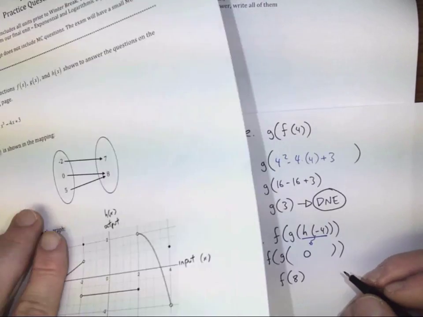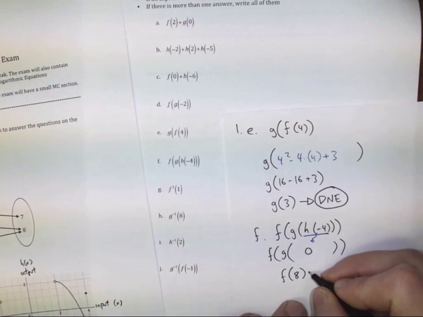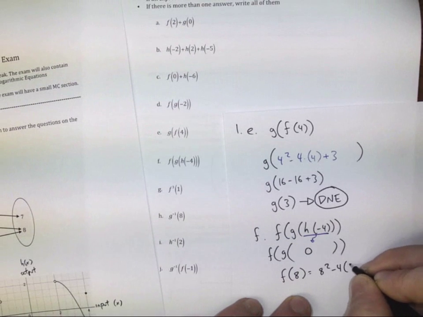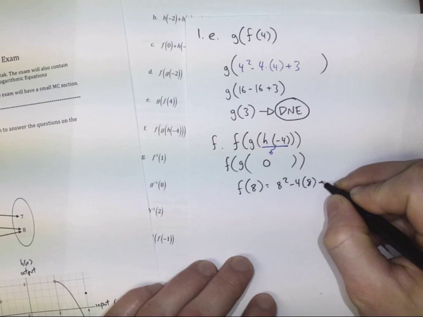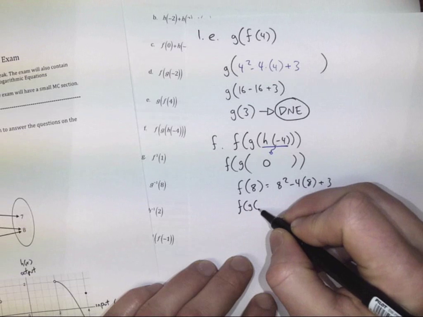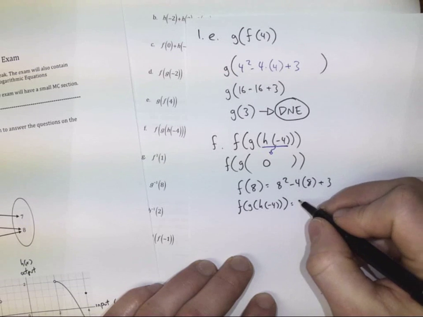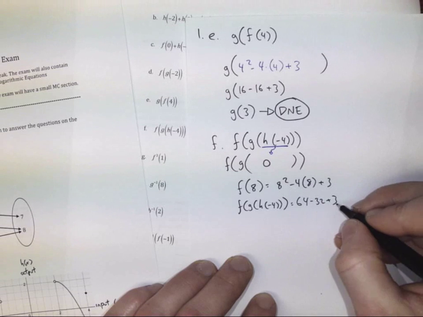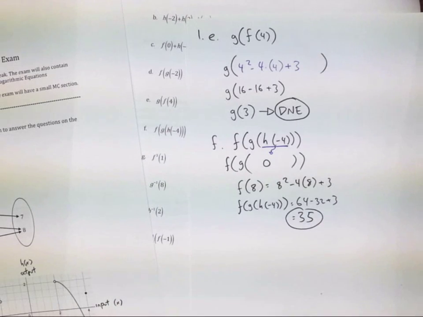And then for f of 8, I'm going to put 8 in for x for each of these values. So that's going to be 8 squared minus 4 times 8 plus 3. So f of g of h of -4 is going to be 64 minus 32 plus 3, which is 32 plus 3, which is 35. Okay.